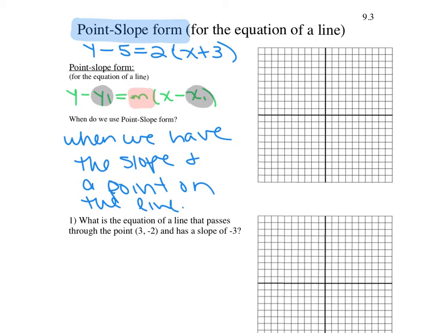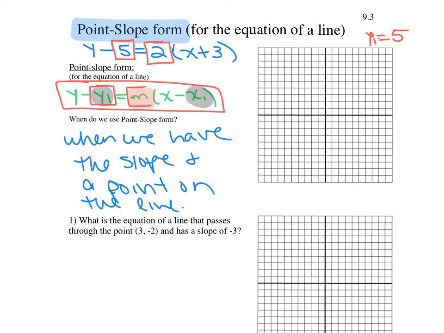So, using our equation of the line here for point slope, well, let's identify. This follows the exact same format here, right? Where my y1 is 5. So I'm going to write that down. My y1 is equal to 5. And let's see, my slope here is 2. So my slope is 2.